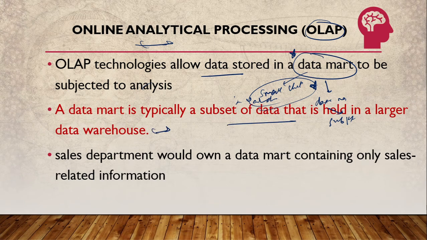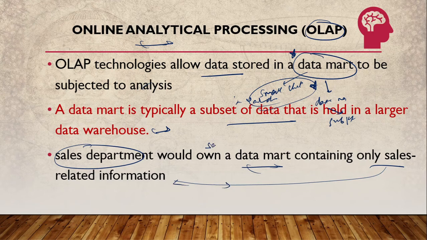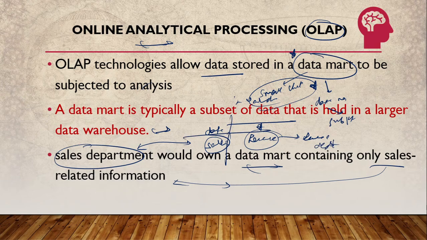If you want to be more specific, the sales department would need only the data mart related to sales information. So the sales-related information can be given to the sales department. The sales data is nothing but a data mart. Likewise, the revenue data can be given to the revenue department. This revenue data is a data mart that can be used by the revenue department. In this way, by using the data mart specific to a department, we can run a process with the help of OLAP technology.